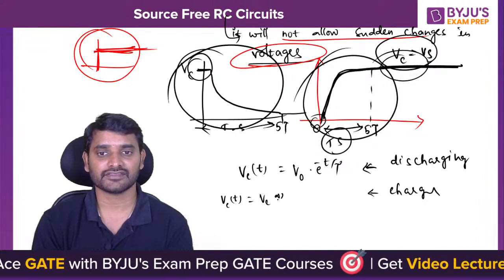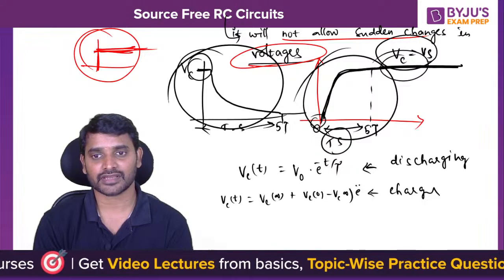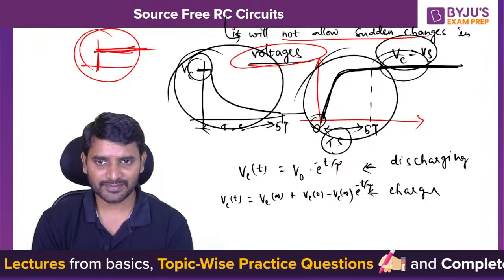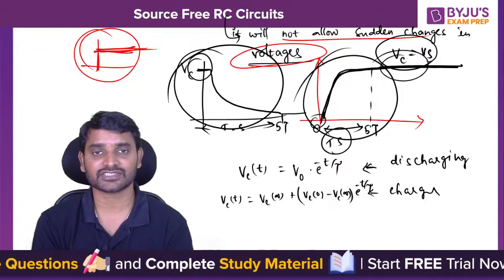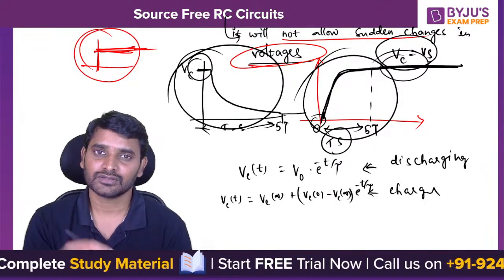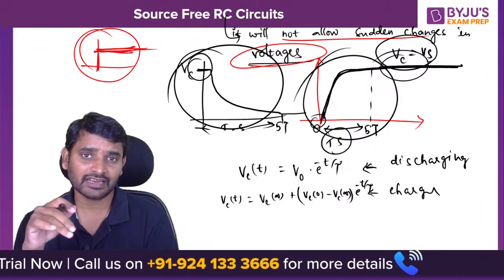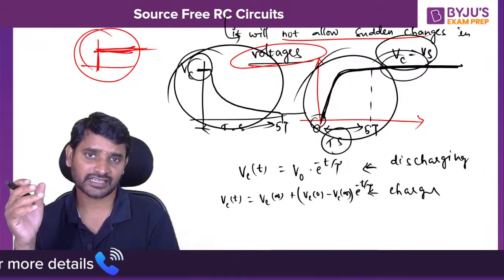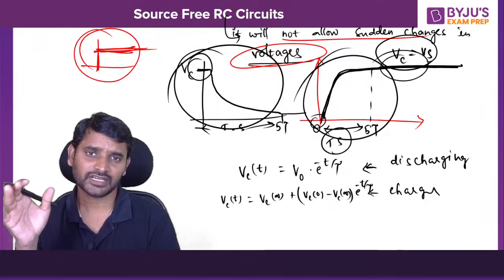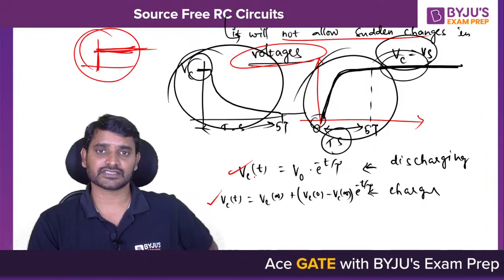So Vc of t is equal to Vc of infinity plus Vc of 0 minus Vc of infinity into e power minus t by tau. Same as the inductor current variation. For RL circuits with sources, you will be having IL of t is equal to IL of infinity plus IL of 0 minus IL of infinity into e power minus t by tau. In the same manner, you'll be having these kinds of equations.